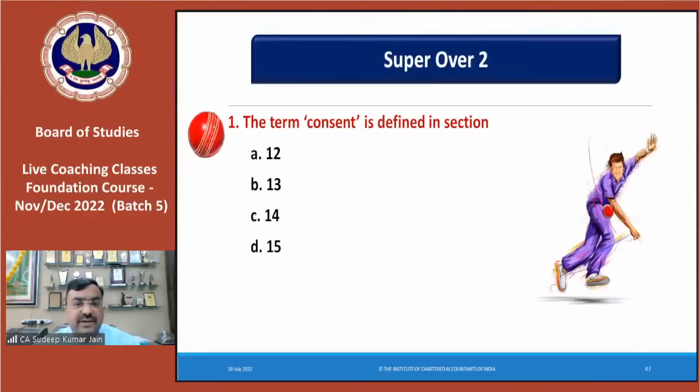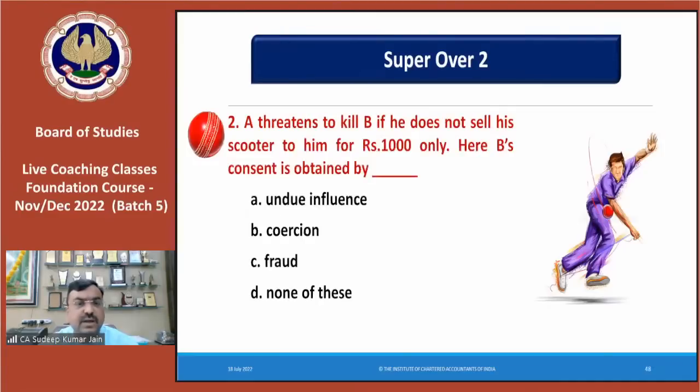The term consent is defined in section 12, 13, 14, 15. Next: A threatens to kill B if he does not sell his scooter to him for rupees 1000 only. Here B's consent is obtained by undue influence, coercion, fraud, none of these.